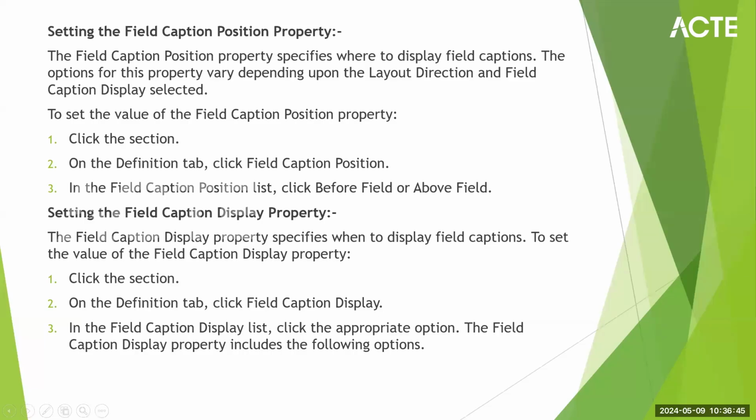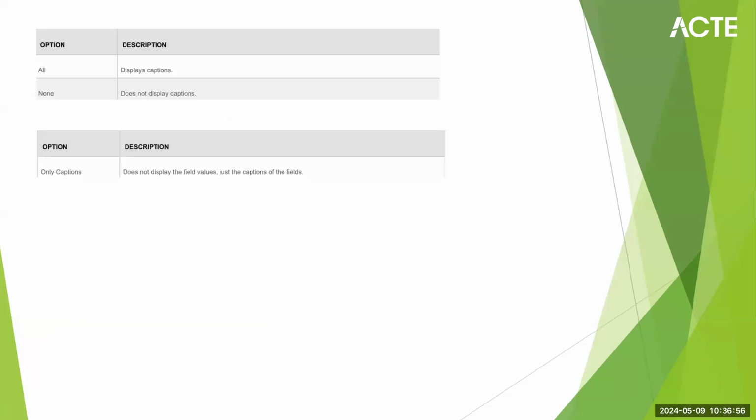Click on the section on the definition tab, click field caption display. In the field caption display list, click the appropriate option. The field caption display property includes the following options: all, none. All means it displays the caption. None means it does not display the caption. Another one is only caption, which does not display the field values, just the caption of all the fields. It will just display the caption name itself. It will not display the values of that particular caption if it has any value. So these are the three options it has. You understood, right?